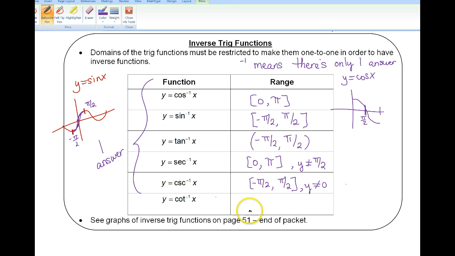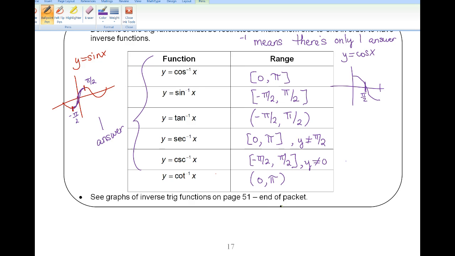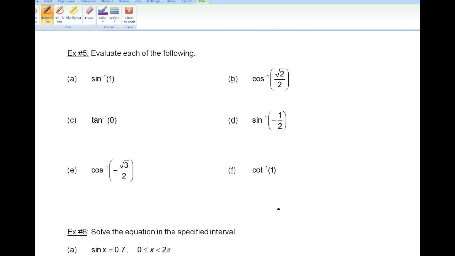And then the last one, cotangent. Cotangent is a little different because cotangent is cosine over sine. For cosine over sine we want from 0 to pi. And again, you can just look at the graphs too for those, because otherwise it wouldn't be 1 to 1, because the asymptotes are at 0 and pi for cotangent. Good? Okay. Keep that in mind for the next page.